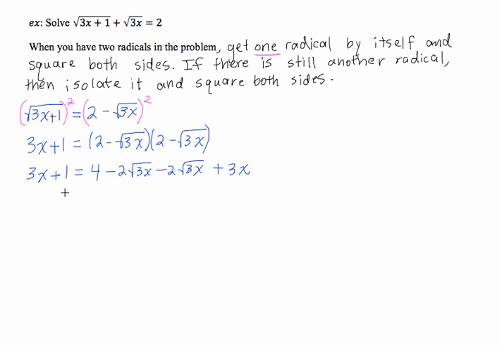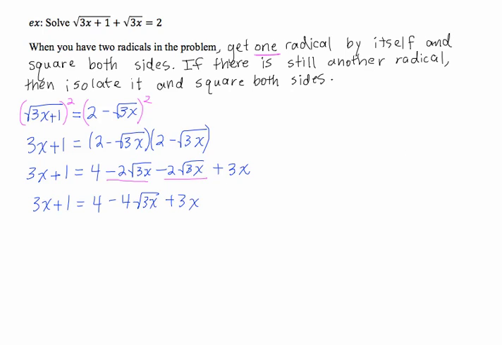Okay, so we still have 2 radicals, but the nice thing is these are actually like terms right here. They have the exact same radical, so we can simply add their coefficients to combine those. So in the next line, let's just combine those. The next line will give us negative 2 minus 2 radical 3x is minus 4 radical 3x.